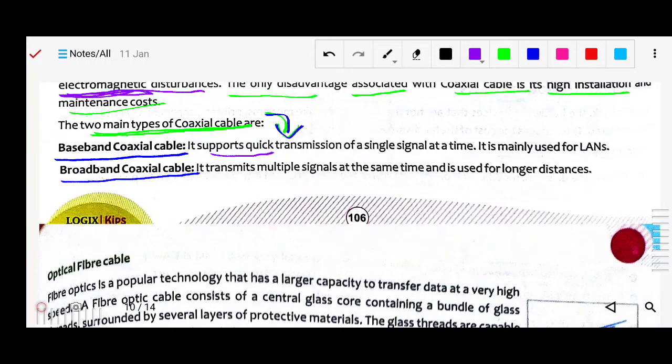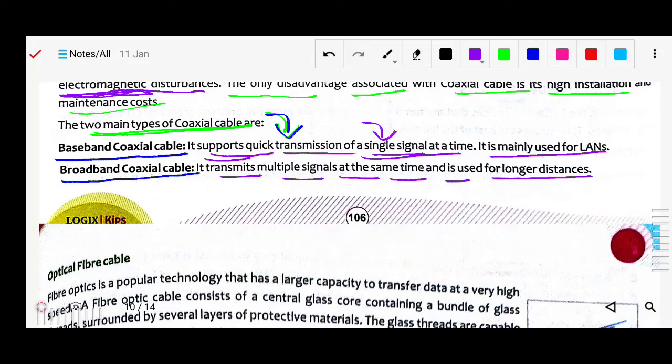It supports quick transmission of a single signal at a time. How many signals? Single. A single signal at a time. It is mainly used for LANs. Next is broadband. It transmits multiple signals at a time, and at the same time can cover longer distances.